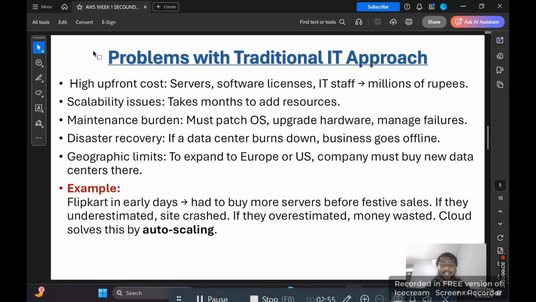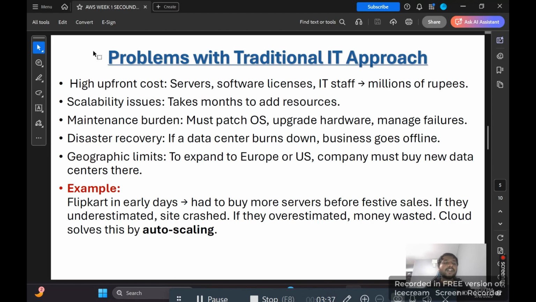Problems with the traditional IT approach: high upfront cost for servers, software licenses, and IT staff, in millions of rupees. Scalability issues, it takes months to add resources. Maintenance burden, you must patch the OS, upgrade hardware, and manage failures. Disaster recovery, if a data center burns down, business goes offline. For example, if there is an earthquake or any major issue, business goes down. Geographical limits, to expand to Europe or the US, a company must buy a new data center there.